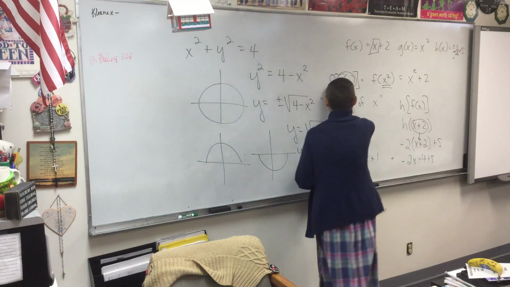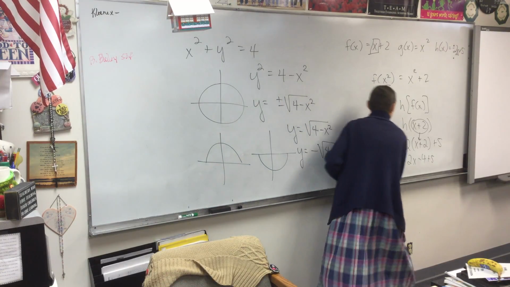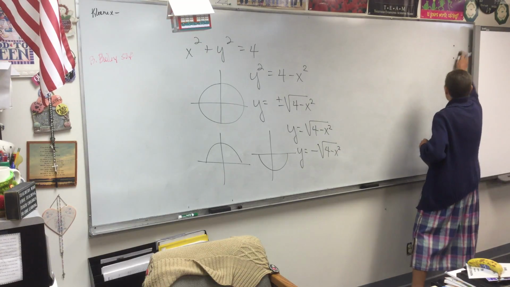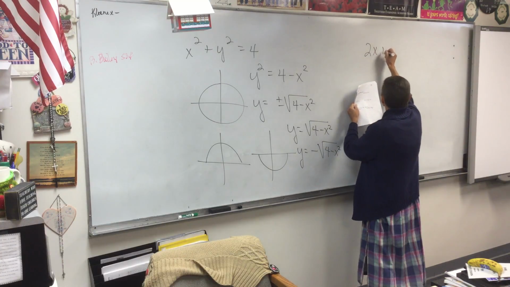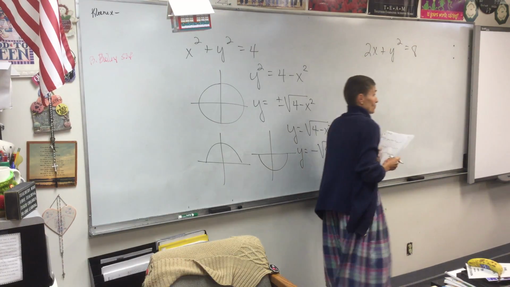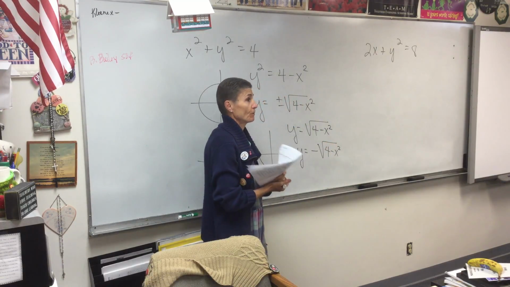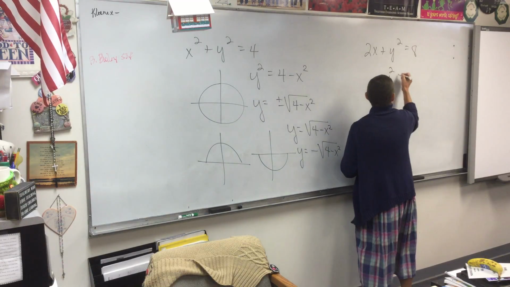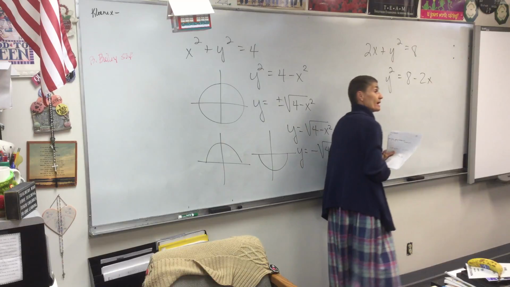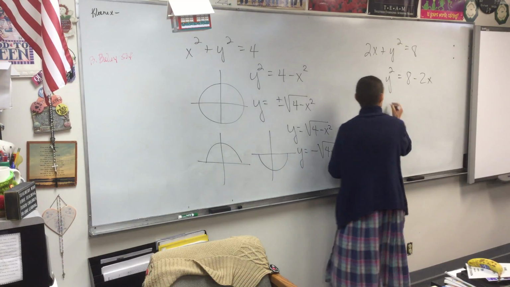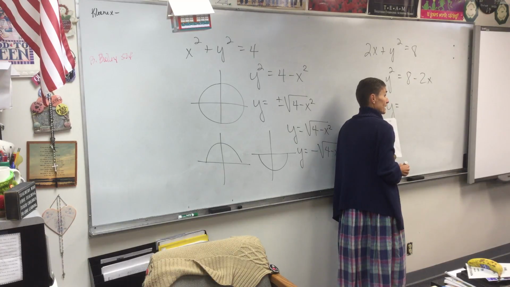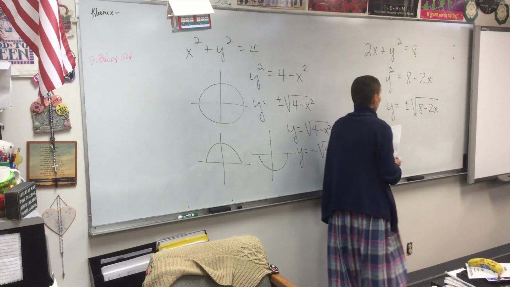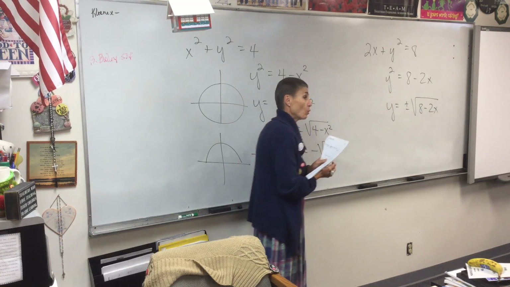Let's look at B. You're going to do exactly the same thing. Anytime it says find the implicit functions, you're going to get y by itself. So what will we do first? This is question B. What will we do first to get y by itself? We're going to subtract 2x, and then take the square root. And when I take the square root, I can't forget plus or minus, because remember, I'm breaking this up into two equations.